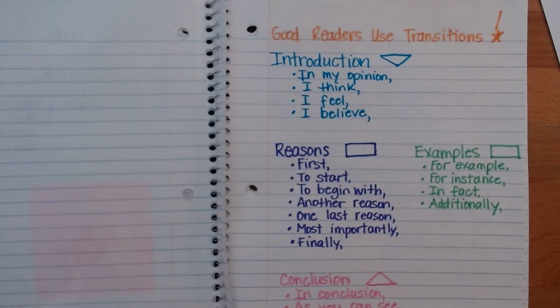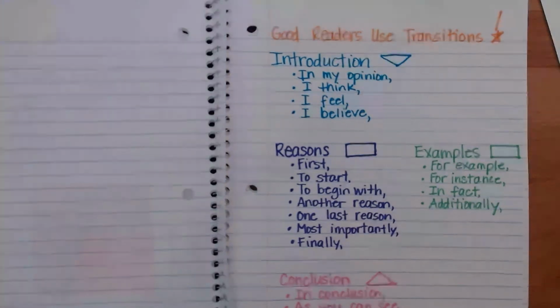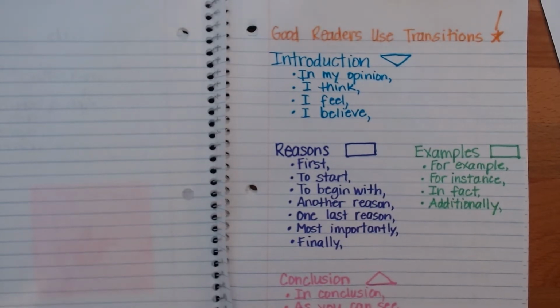Hey, third graders, we're going to talk today about how good readers use transitions. They might be words, they might be phrases. And a transition will kind of build a bridge, kind of connect things together. That's the way I like to think about it. And I need you to copy this page down in your writer's notebook so that you can refer to it. All right, so we're going to talk about it and then you'll be able to pause the video.